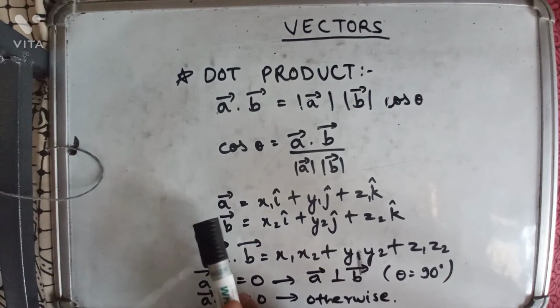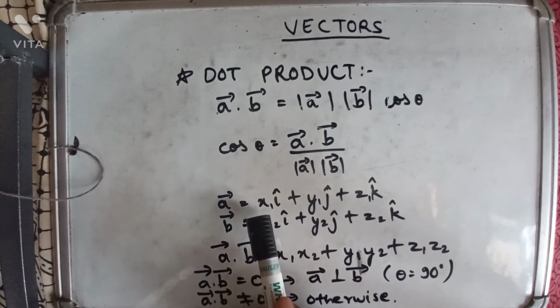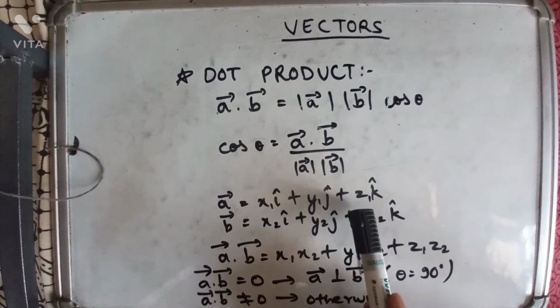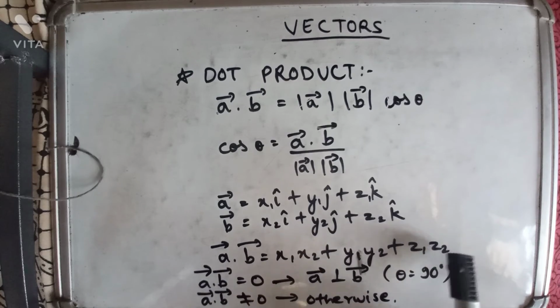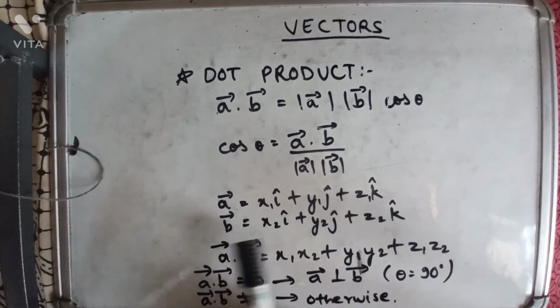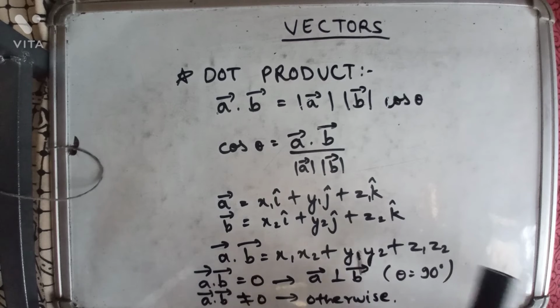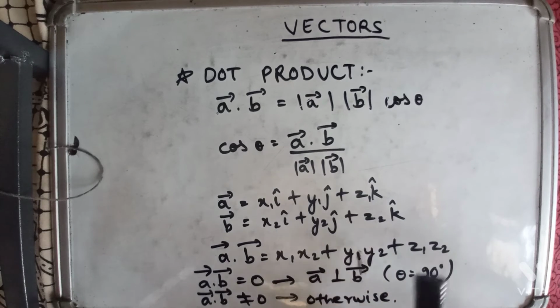Now another thing, if in the question A is given as x1 i cap plus y1 j cap plus z1 k cap, and B is given similarly, what will be A dot B? A dot B will be x1 x2 plus y1 y2 plus z1 z2. This value will be 0 if A is perpendicular to B, because theta will be 90 and cos 90 is 0. So A dot B will be non-zero when theta is not equal to 90. Moving further to scalar product now.